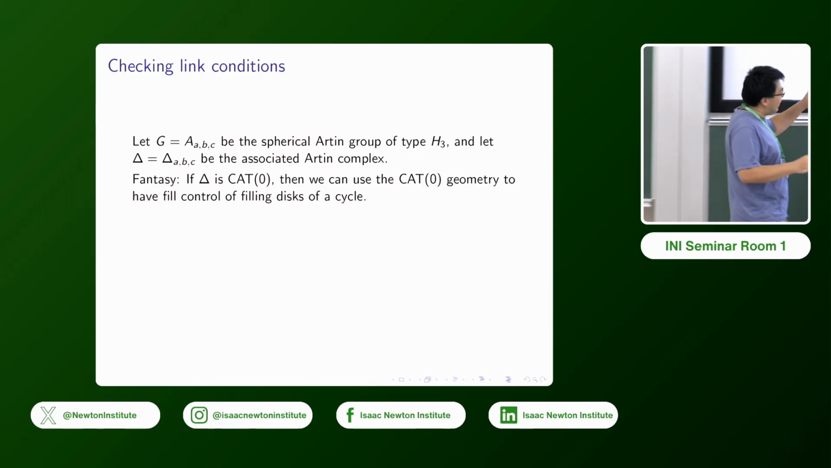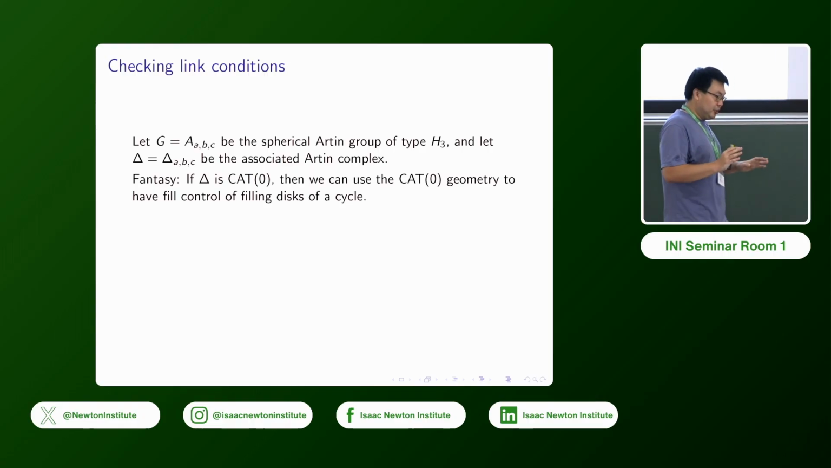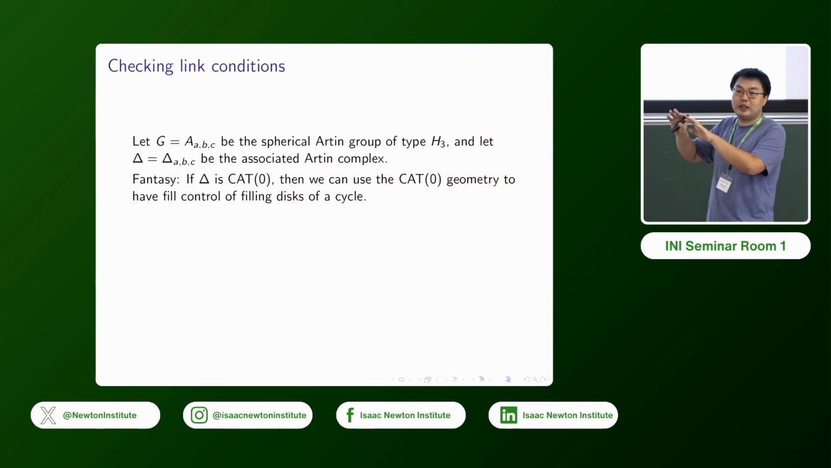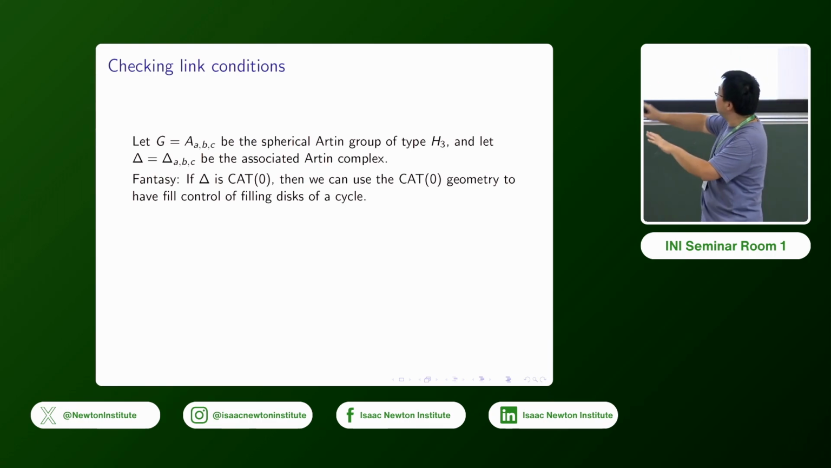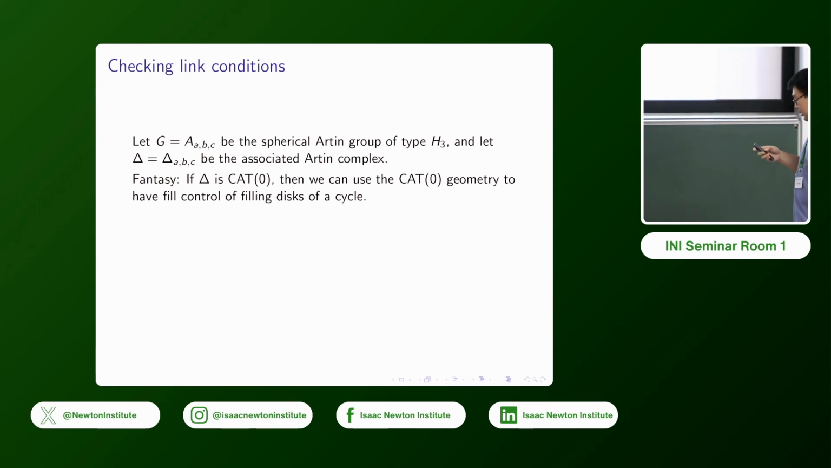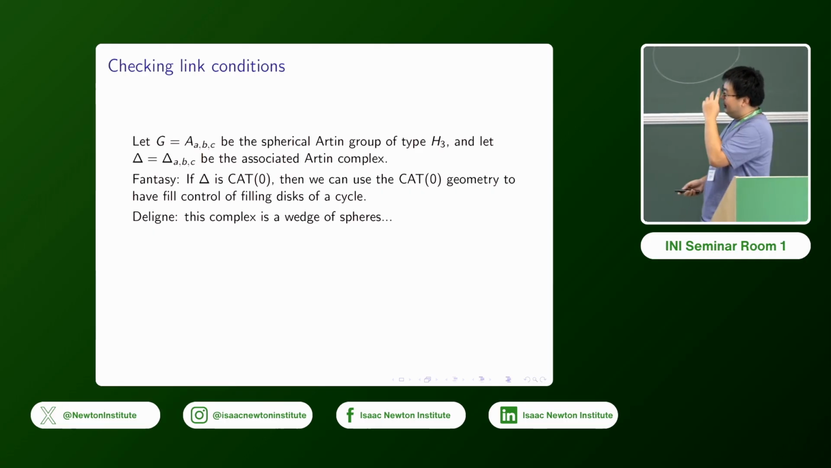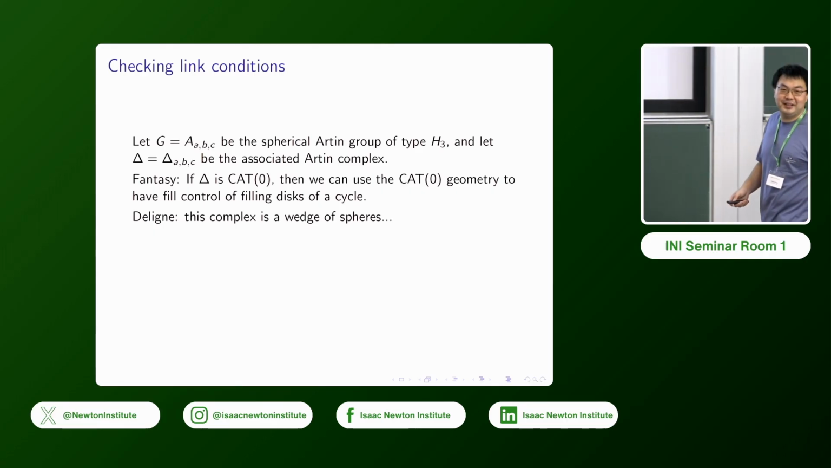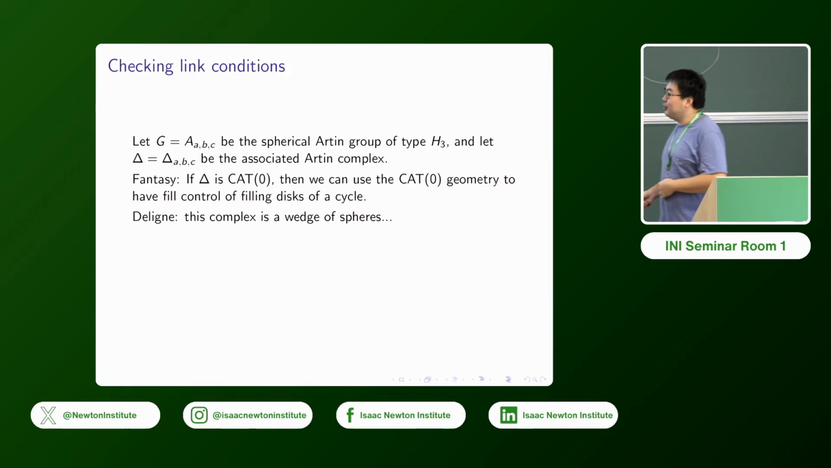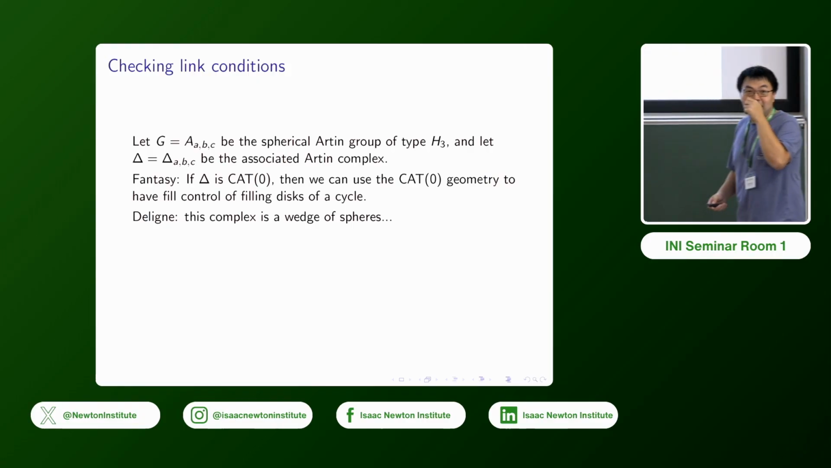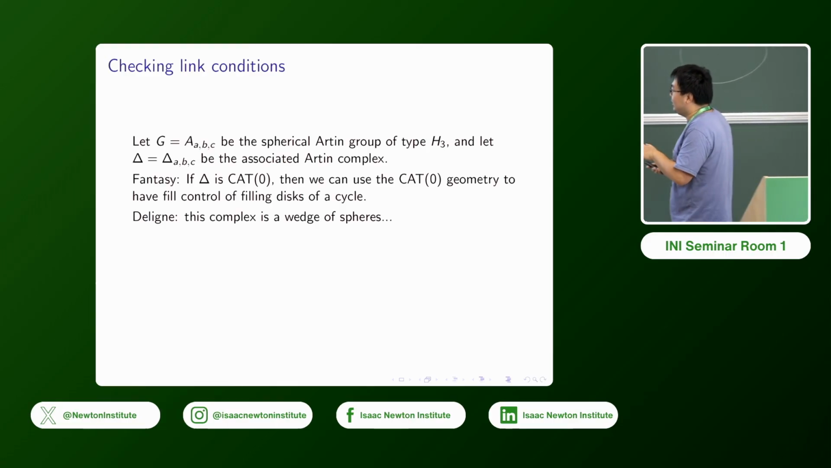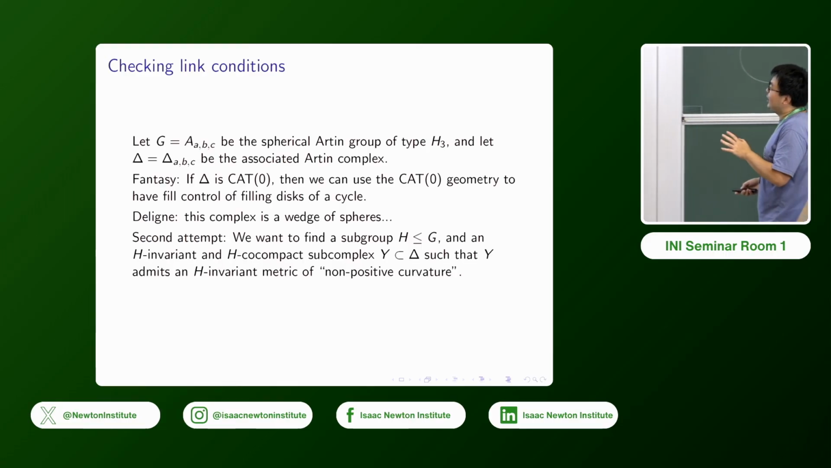If you know your complex has non-positive curvature, it tells you how to fit in a disk. Once you know how to fit in a disk with very good control on the local structure of the disk, you'll be able to check all the conditions we need. But Denis says that this complex is a wedge of spheres, so this clearly is nonsense. It's not Cat0, but we want to do something slightly weaker.